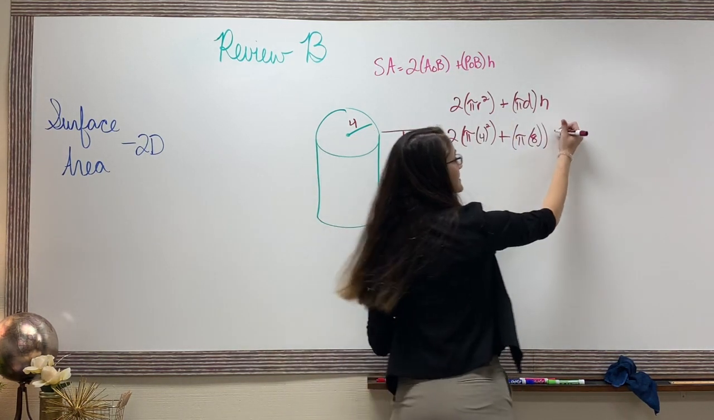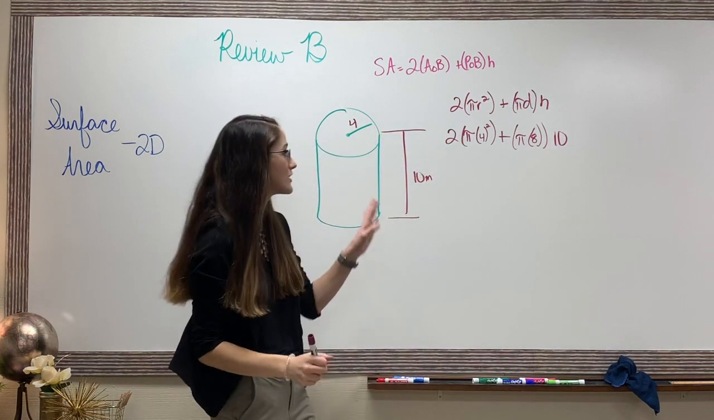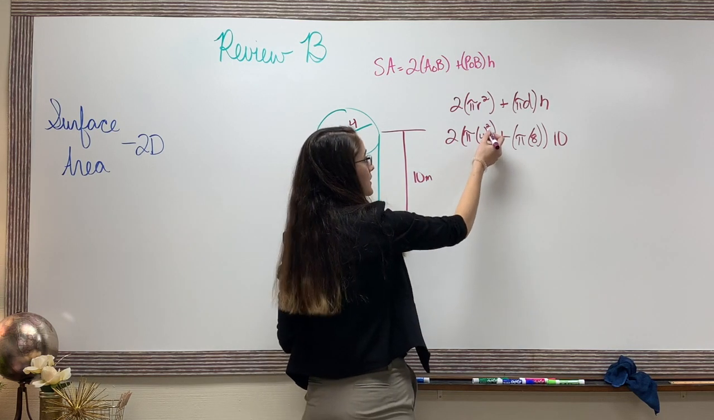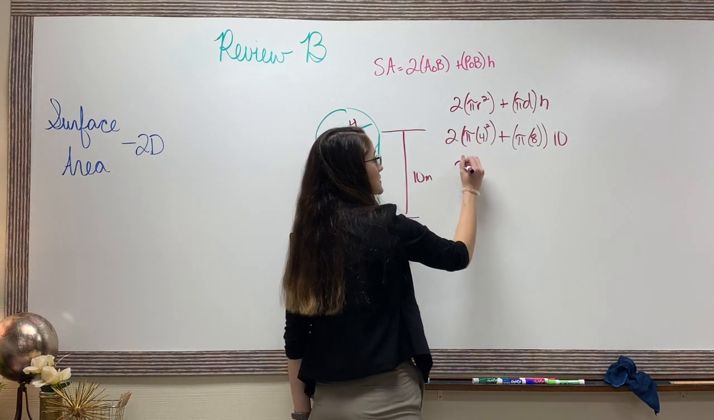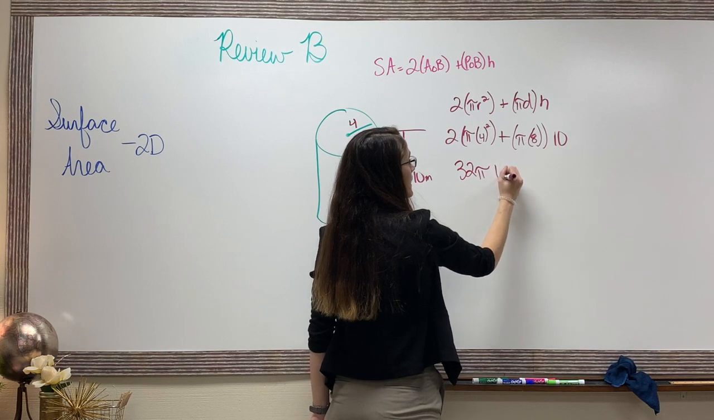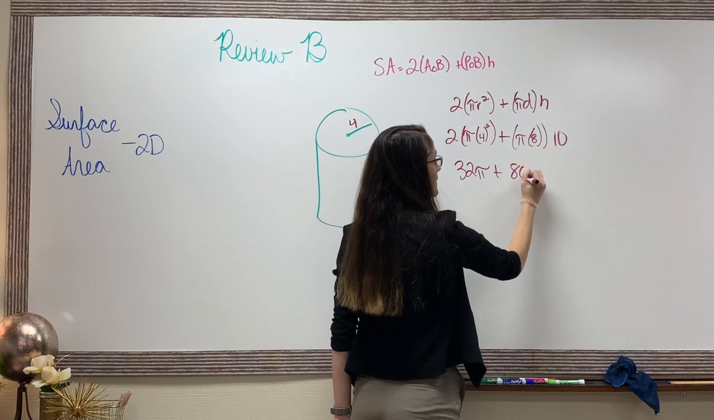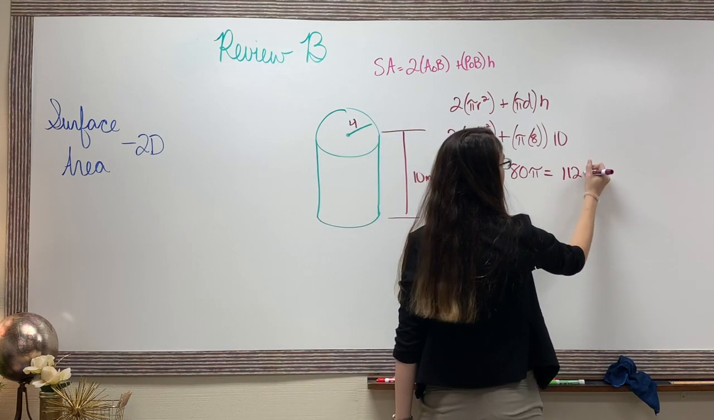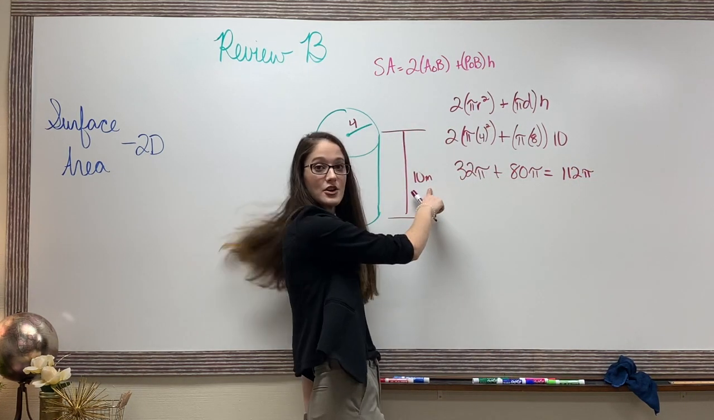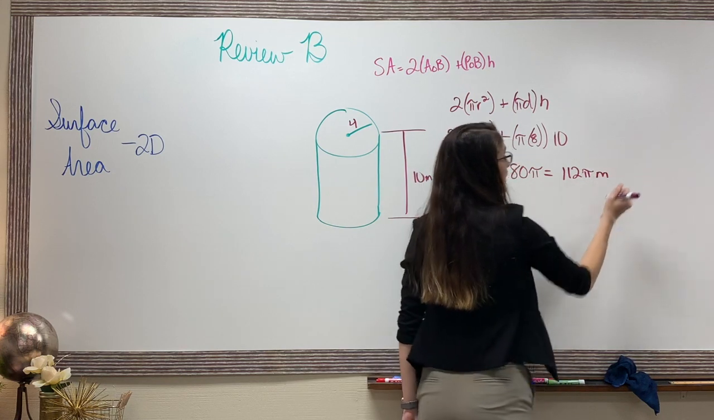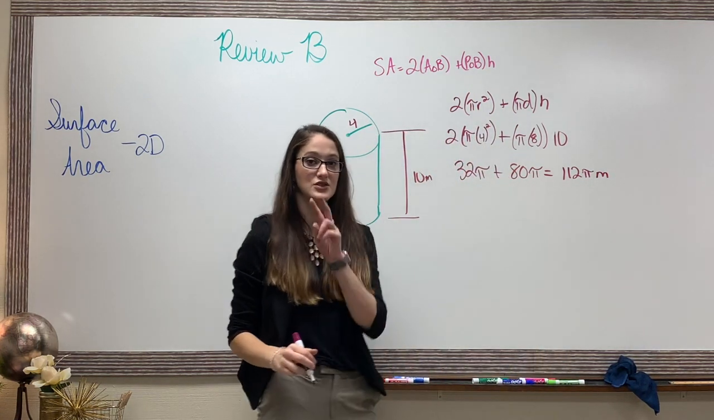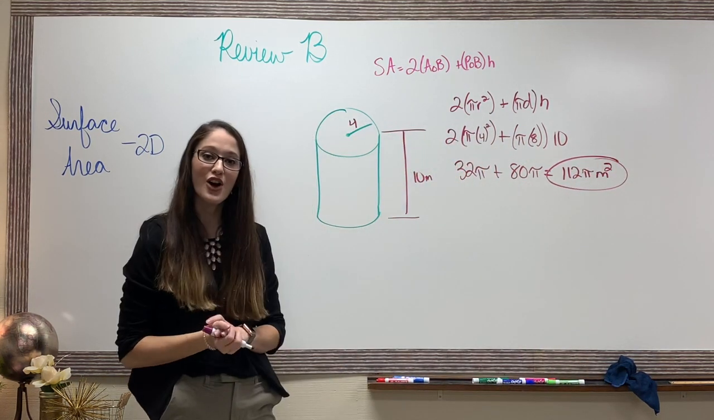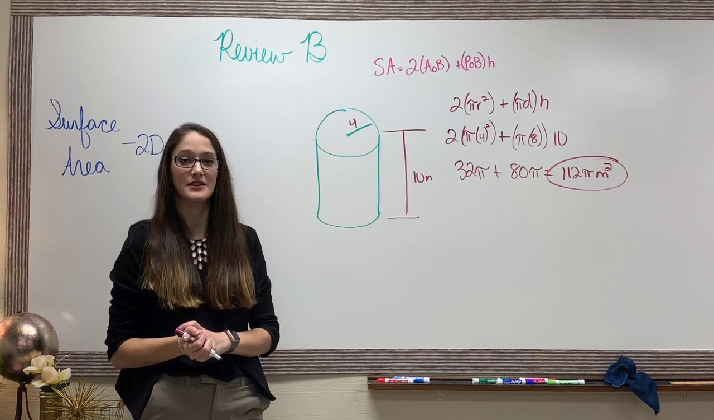Times our height, which is 10. Okay, so I have no letters left, just numbers and pi. So we got 4 times 4 is 16, times 2 is 32 pi, plus 8 times 10 is 80 pi. And that is going to equal 112 pi. And then our unit measurement is meters. And we are dealing with surface area, so that's 2-dimensional, so squared. And that is it. We are all done finding the surface area of a cylinder.